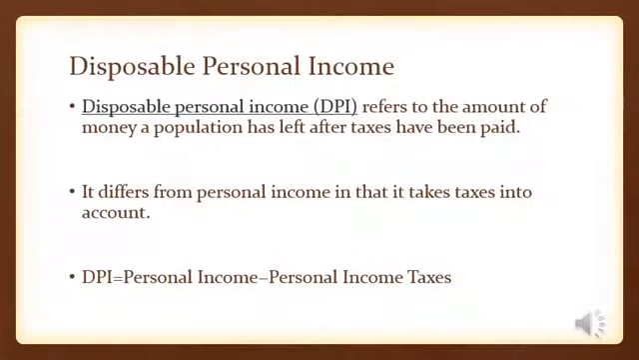When we pay tax from our income, the amount which is left with us for consumption is called disposable personal income. Disposable personal income refers to the amount of money a population has left after taxes have been paid. It differs from personal income in that it takes taxes into account. The formula of disposable personal income is personal income minus taxes.